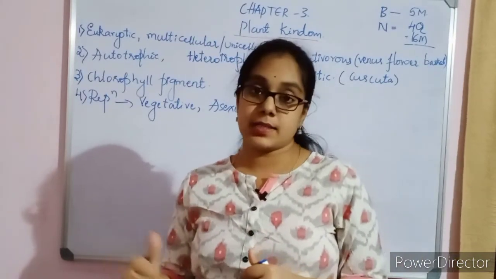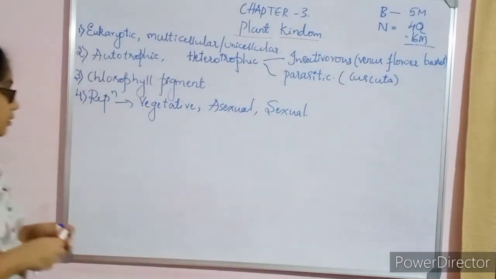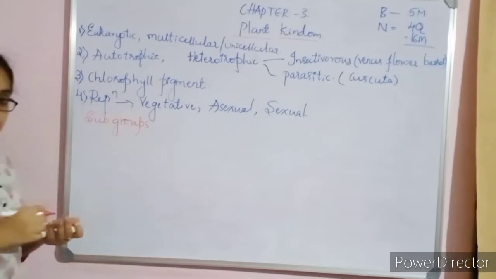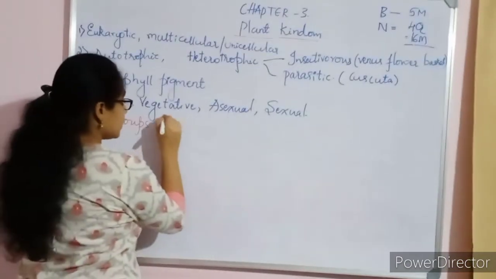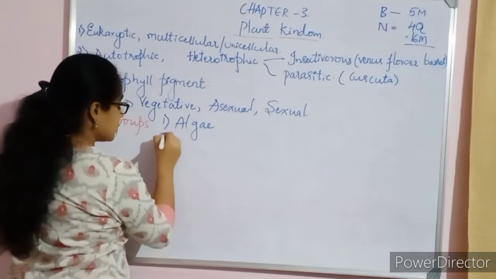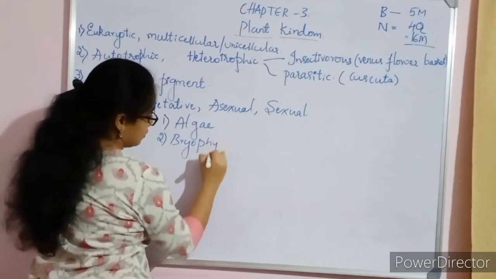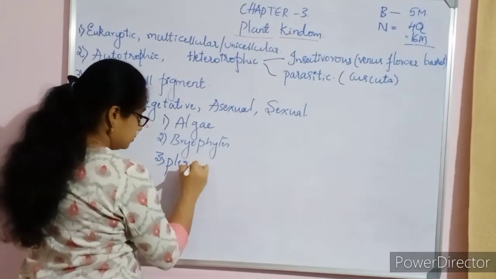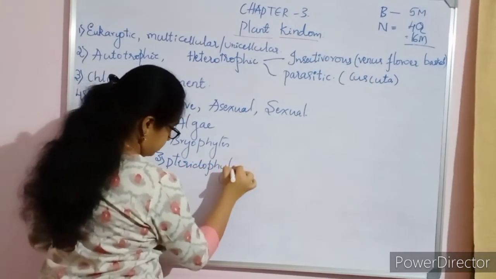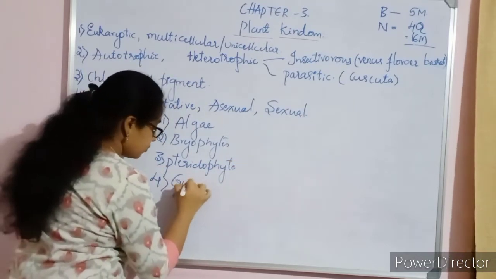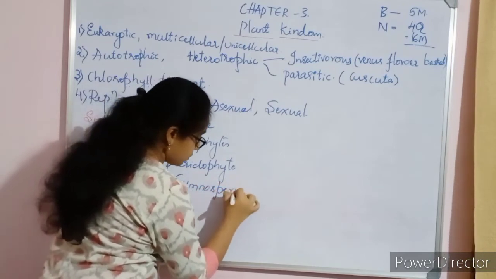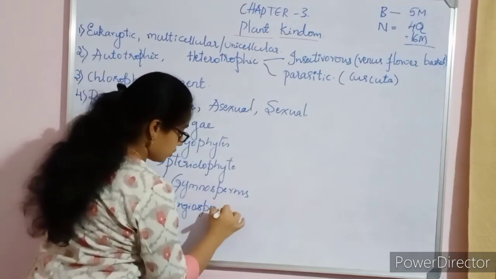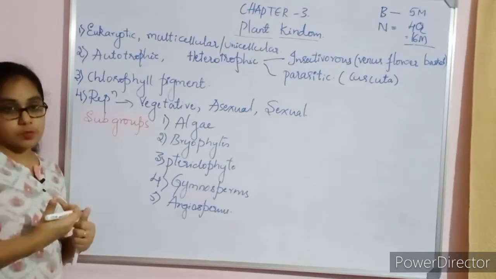Now again, these plants have been divided into different subgroups, that means based on their characters. So we'll see which are those subgroups. Subgroups of kingdom Plantae: very first is algae, bryophytes. The next subgroup is pteridophytes, next gymnosperms, and finally angiosperms. So these are the different subgroups of the plant kingdom.